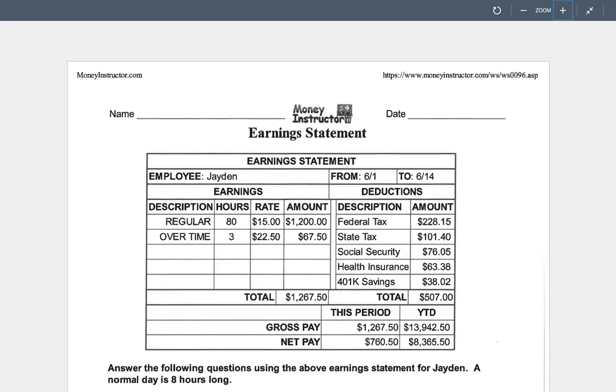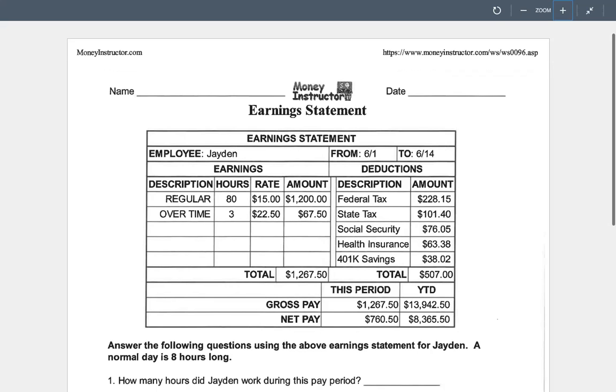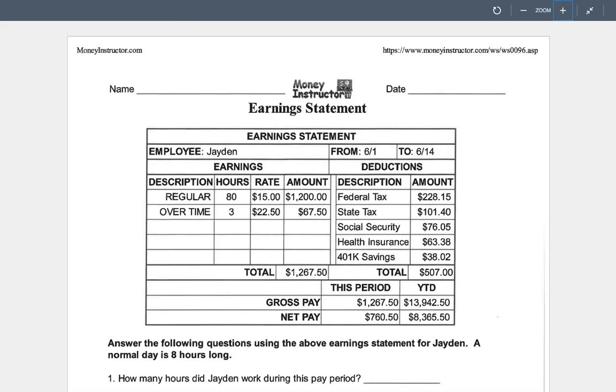So I know this is really confusing, but I want to try to teach you as much as I can so that you understand what this all means, okay? So for this paycheck, Jayden was deposited $760.50 into his bank account. Although he made $1,267.50, he had $507 in deductions. So that's why he is taking home less than he made, because things are going into different pots of money, different accounts going away. Okay?